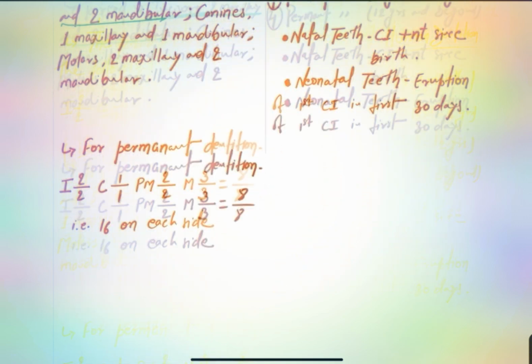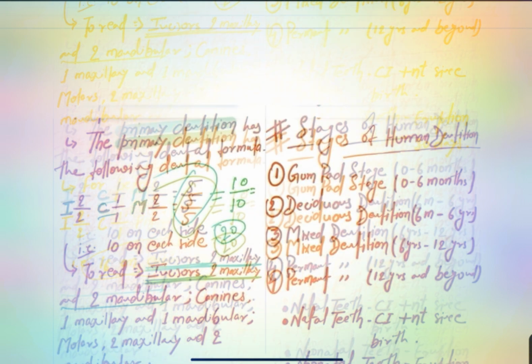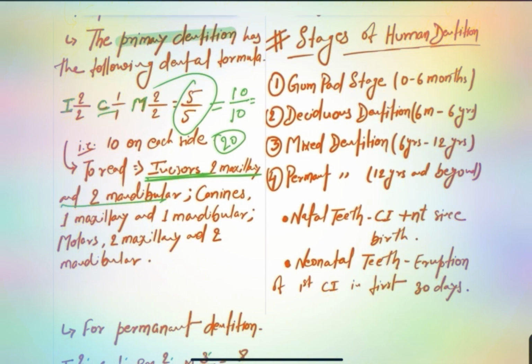Next is the permanent dentition. In the same way, you can write the dental formula for the permanent dentition: incisors 2 maxillary, 2 mandibular, canine 1 maxillary, 1 mandibular, premolars 2 maxillary, 2 mandibular. Here premolars are present in permanent dentition. Molars 3 maxillary and 3 mandibular. Overall 16 on each side. Clear?